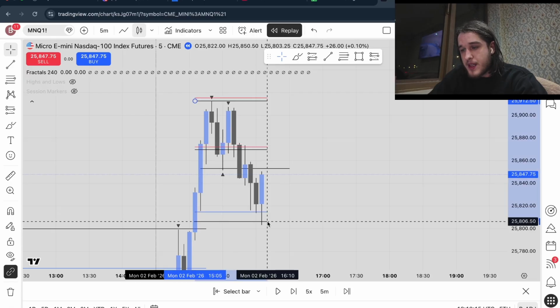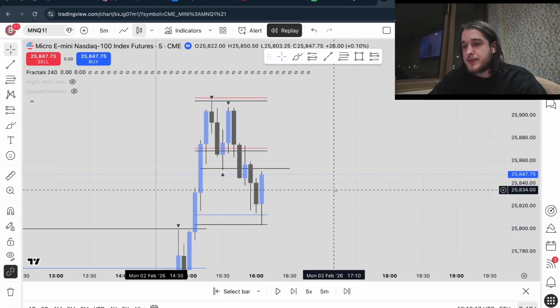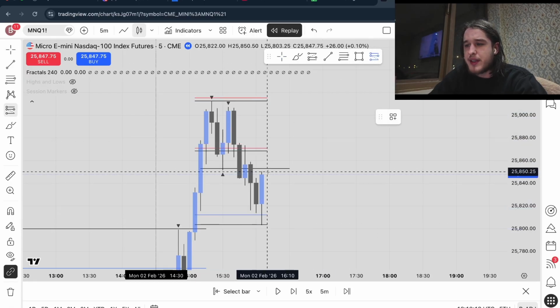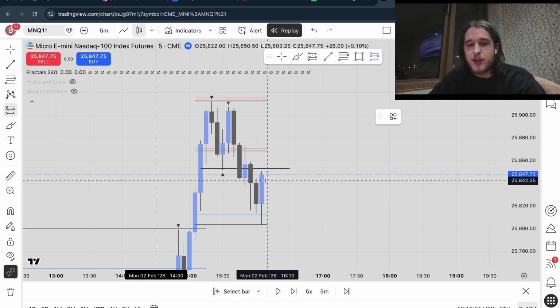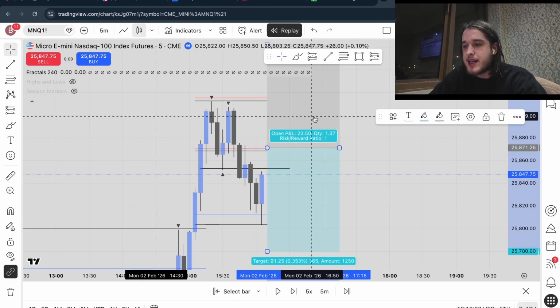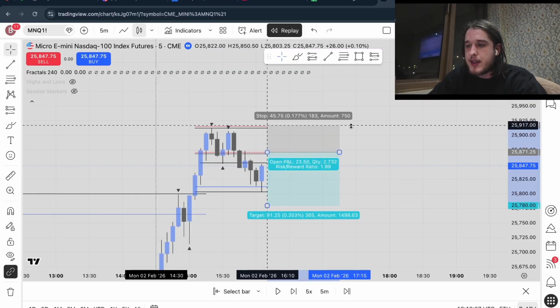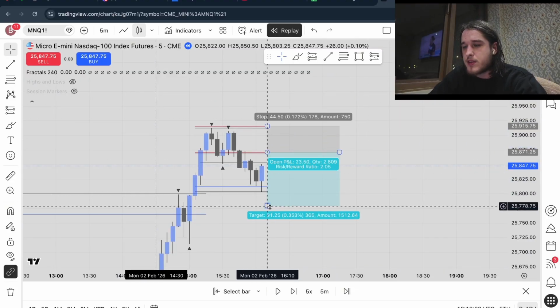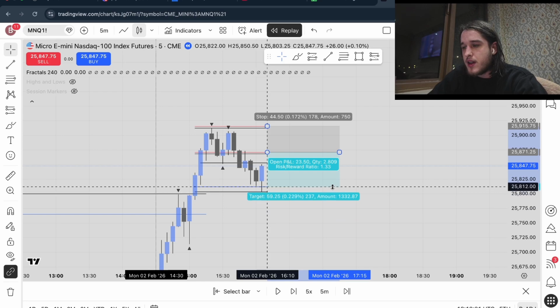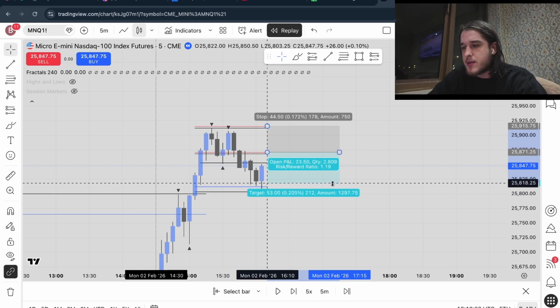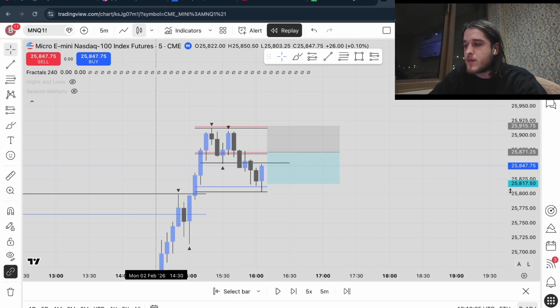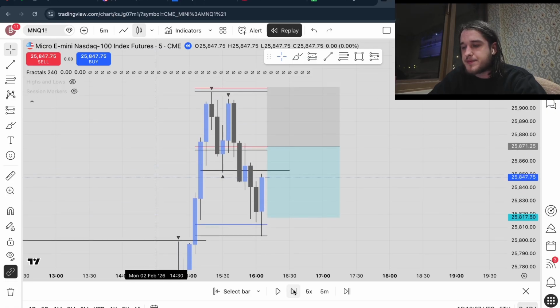Boom. Yet again, we are going to extend our fib down. And at this point, we've retraced up a little bit. We'll have our notifications on, and we'll be looking at setting up an entry. So in this case, I actually targeted a 1.2 risk to reward. Slightly different than the typical entry we go for, but there is a reason for that.